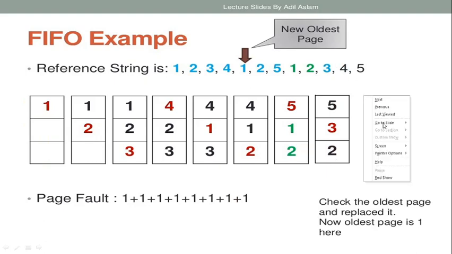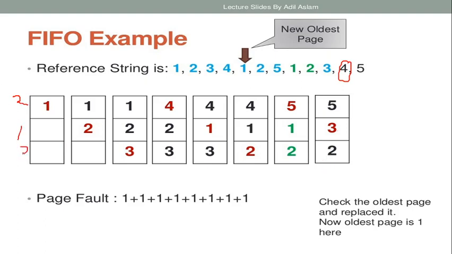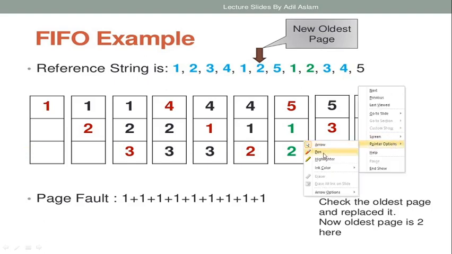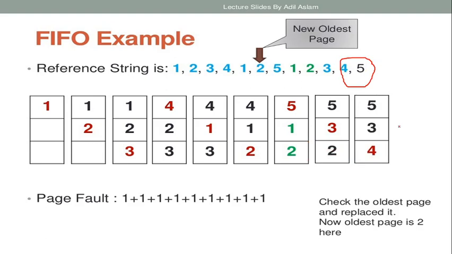Okay, for the next slide, 4. Where is 4? No, 4 is not here, so start counting again. 1, 2 times. 1, 2, 3, 3 times. So this is the oldest one, so it will be 5, 3, 4, right? So it will be increased here, and in the last moment we have 5, so 5 is present here. This will be a page hit. So that is the answer.